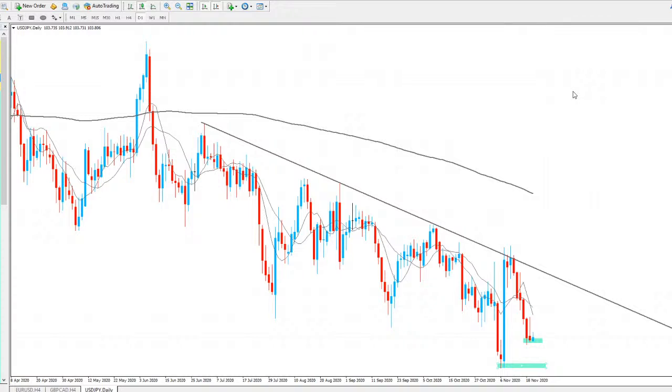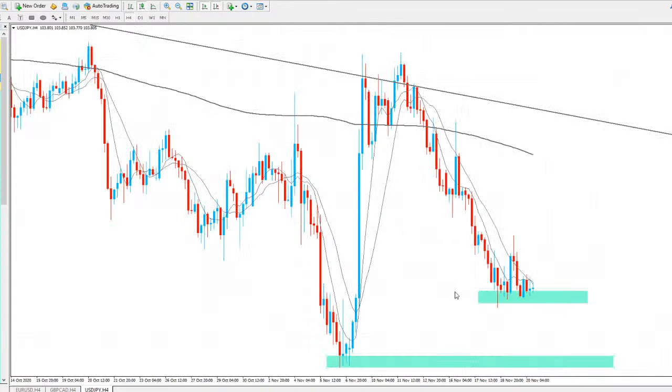But again, still room to move to the downside for USD/JPY, so need to be aware of that, and could possibly be looking for longs maybe next week as well if we do get a break of that support area.